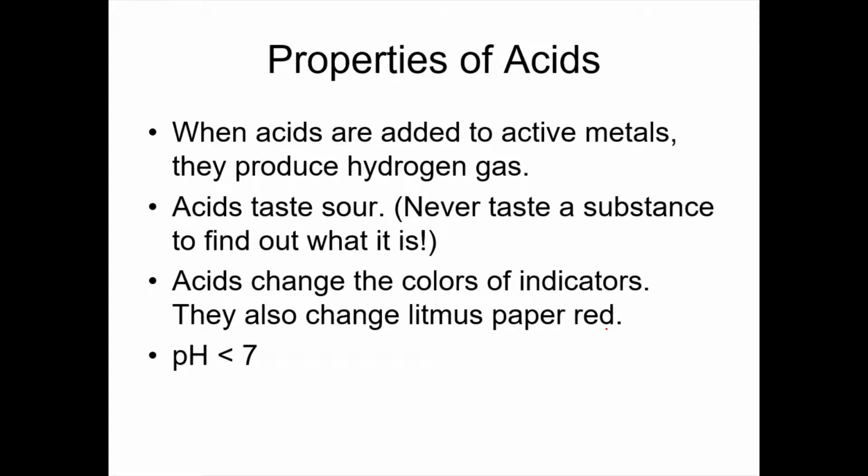Anything below 7 is acidic. Anything above 7 is basic. And the smaller the pH, the more acidic it is. Once again, we'll talk about all those different levels in slides coming up. Okay, but those are some of the basic properties of acids. They react with metals to produce hydrogen gas. They also dissolve the metals. By doing that, they turn the metals from neutral atoms to ions. Acids taste sour. They change colors of indicators, and they have pHs less than 7.